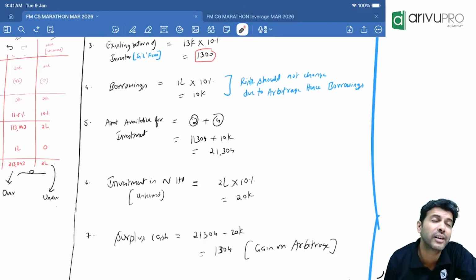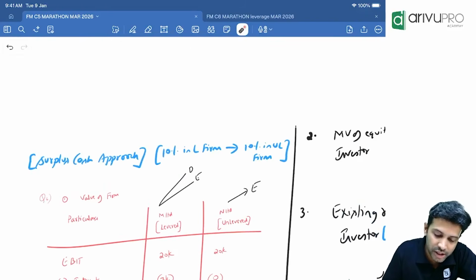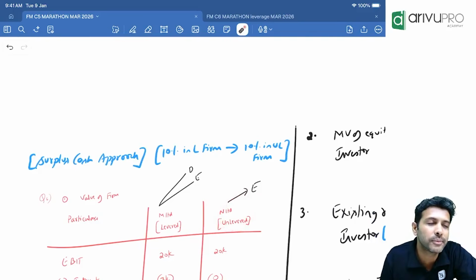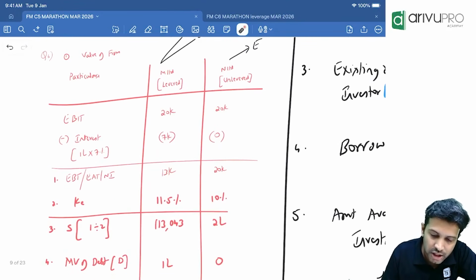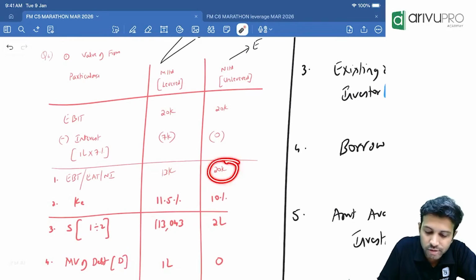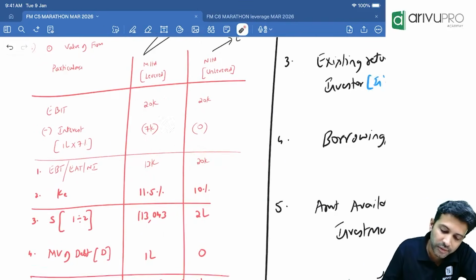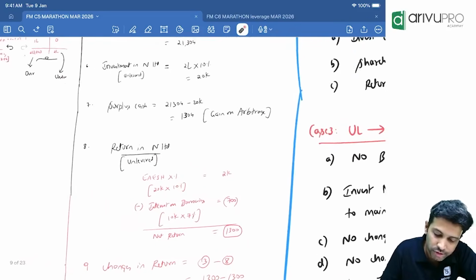Same. How do you find out earnings for an equity shareholder now? Now we are a shareholder in N Limited. How do you find earnings? Based on EBIT or EASH? EASH. What is the EASH for N Limited? 20,000. This 20,000 is for 100%. We own 10%. So what is our return? 2,000. This is one return.